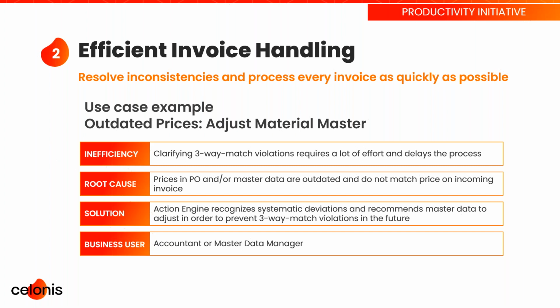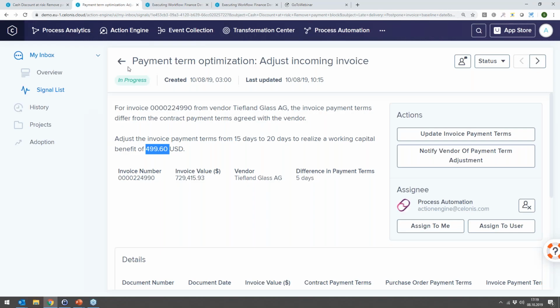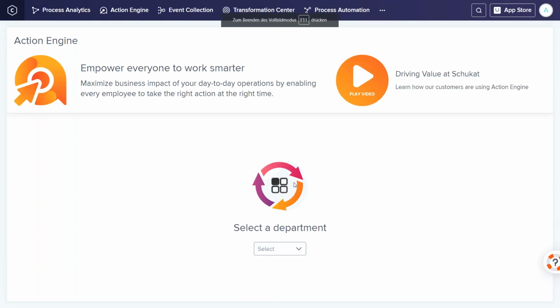And again, while you might already have a solution in place that recognizes these three-way match violations, the major question is, how do you find out where they come from? And that's typically the time-consuming part. That's why the solution we put into play here is, again, by means of the action engine, an automated recognition of where the deviations come from, and a proactive recommendation to the accountant on what to do to resolve this inconsistency as quickly as possible. So from the demo perspective, this would look as follows.